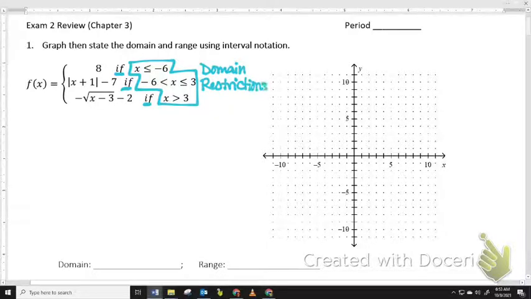So the first thing I'm going to do is get my guidelines for that drawn in. -6. And +3.